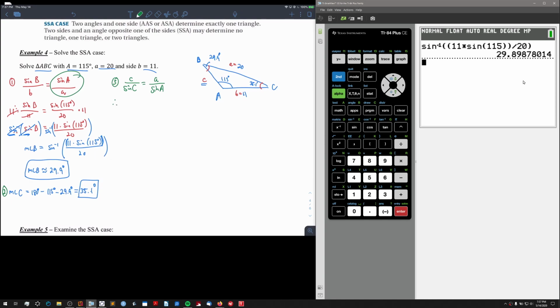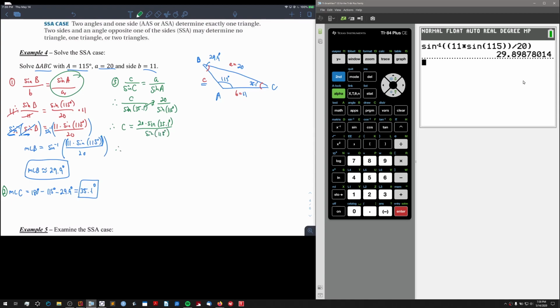Okay, and then I know angle C now. I found that over here, right? Angle C from here. I can plug in sine of 35.1 degrees. Okay, and then that's equal to A, which was given to me as 20 over sine of 115 degrees. Okay, and then that means that side C equals, if I multiply this one to the top here, 20 times the sine of 35.1 degrees all over the sine of 115 degrees.